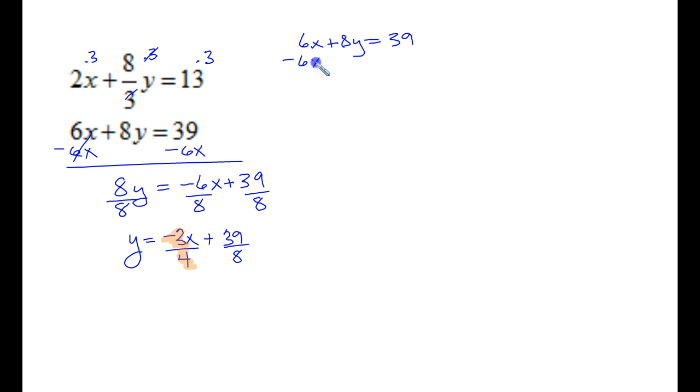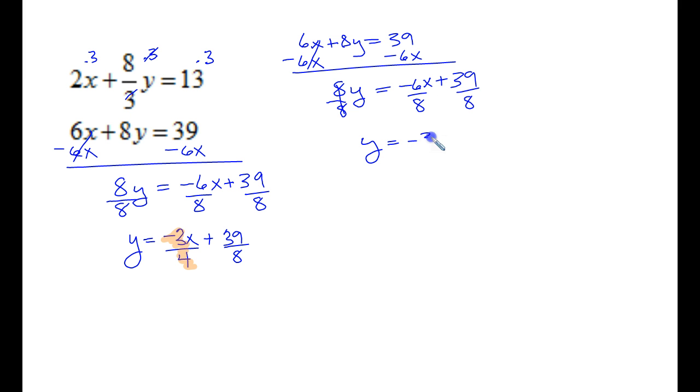Then I'm going to minus 6x from both sides. And you might start to notice something. 8y equals negative 6x plus 39. Look what I've got here. Does that look familiar? When I divide everything by 8, I'm going to have the exact same equation.